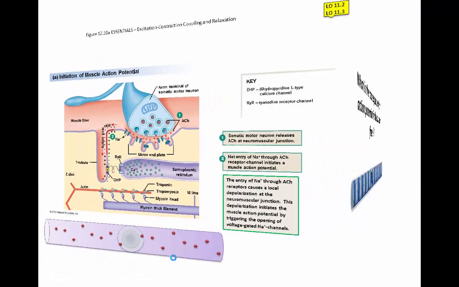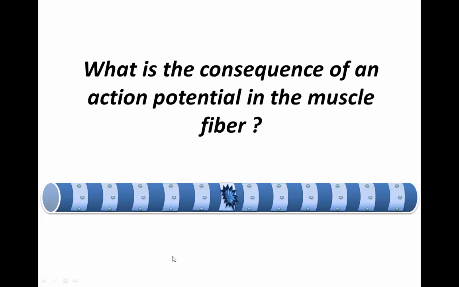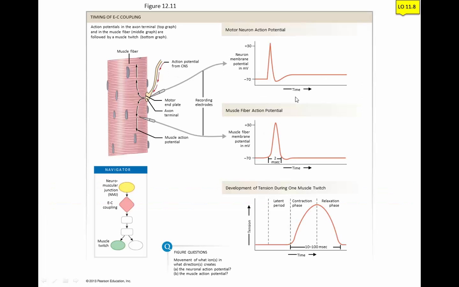Here's another way of looking at it. You get a depolarization at the neuromuscular junction followed by a spread of an action potential in both directions. What's the consequence of this action potential spread?